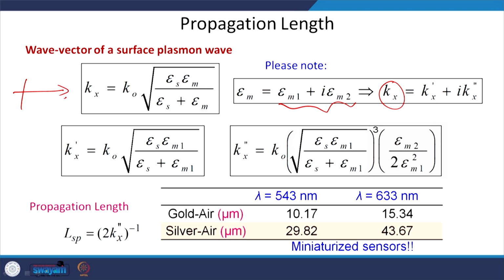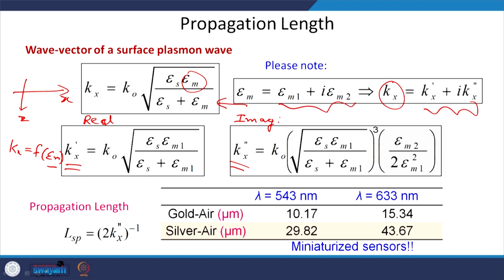Since the dielectric function of the metal is complex, the wave vector kx, for the wave where this is z and this is x, so the wave is travelling in the x direction, has complex nature, because k is a function of epsilon m. So if epsilon m is complex, k will also be complex. You can put epsilon m1 plus i epsilon m2 in this relation, and then separate out the real and imaginary parts. This is the real part of the wave vector and this is the imaginary part.